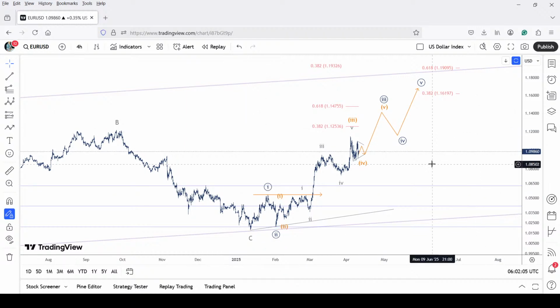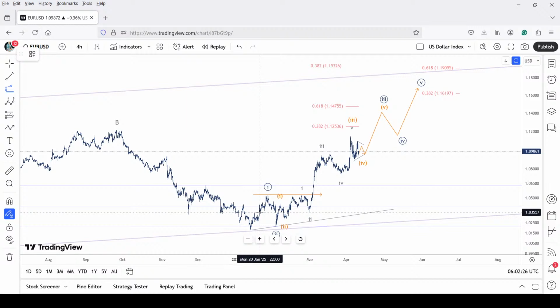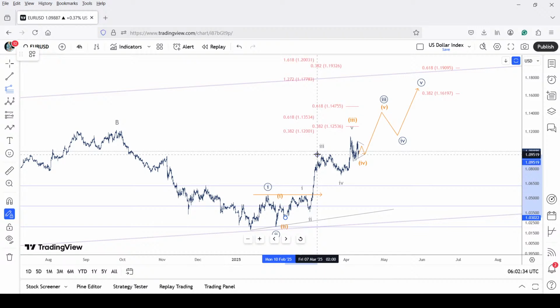The second potential or the alternate count could be that minute wave 3 or the subminute wave 5 is still not complete, and prices may rally one more time to terminate that wave 3, in the sense that let me bring up the extensions once again.